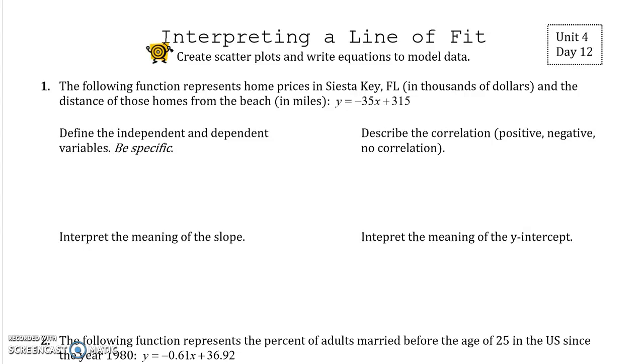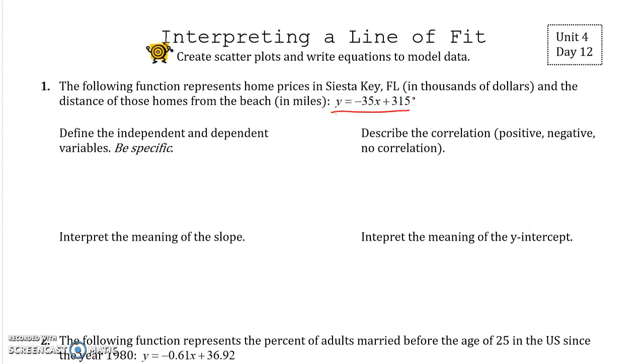All right, so first problem, it says, the following function represents home prices in Siesta Key, Florida in thousands of dollars and the distance of those homes from the beach in miles. And we have this equation that we're given that's going to be our model for the situation. So think about what everything represents.